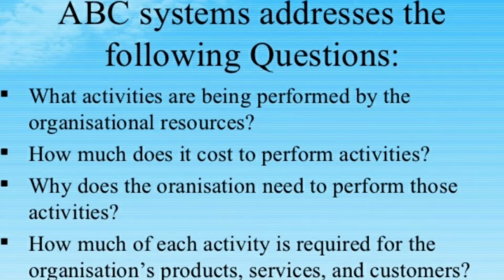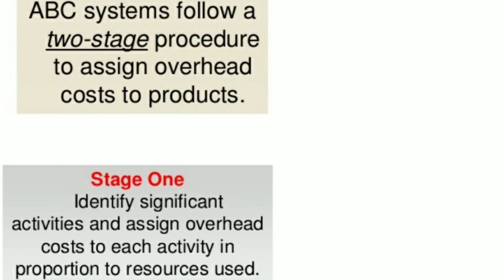देन ये आप लोगों को पता लग ही गया होगा कि ABC is a two stage system where the costs are first of all traced to the activities and then they are traced to the products. So it's a two basically stage system.